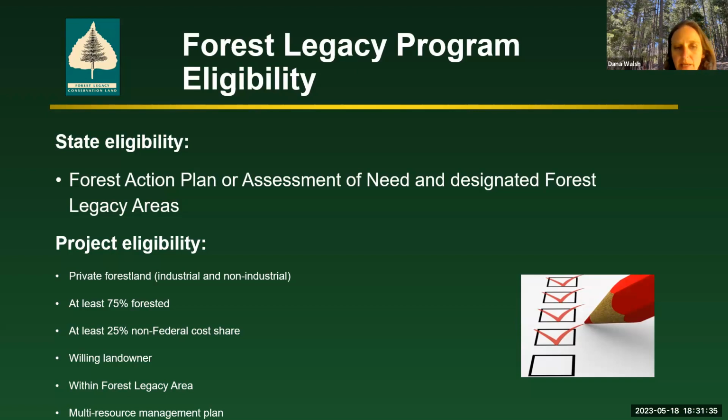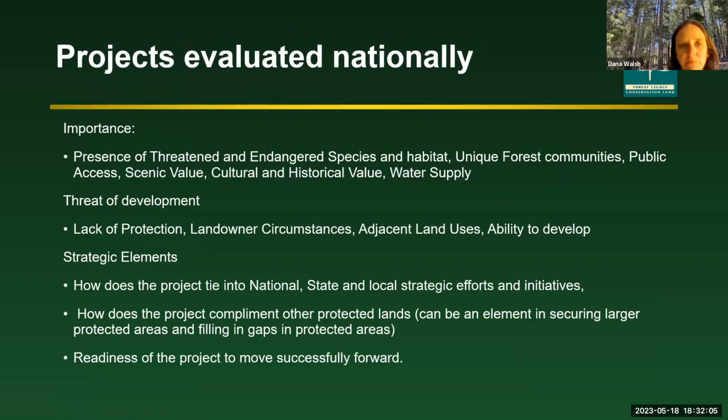There needs to be a cost share of at least 25%, so a non-federal match. It can't be another federal grant. The landowner has to be willing. This is not an eminent domain process. It is a willing landowner who wants to sell some vested interest in their property. It is not a mandatory program by any means. It has to be within a Forest Legacy Area, and as I've said, it has to have a multiple resource management plan if it is being held by the private entity rather than the state.